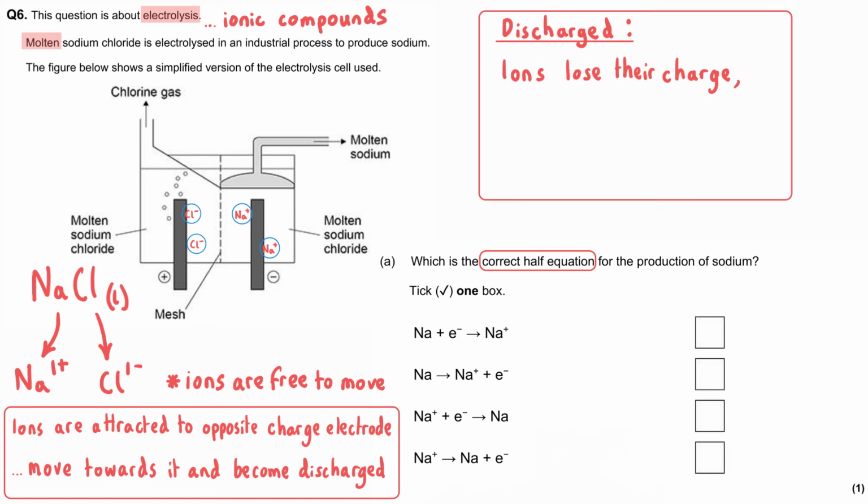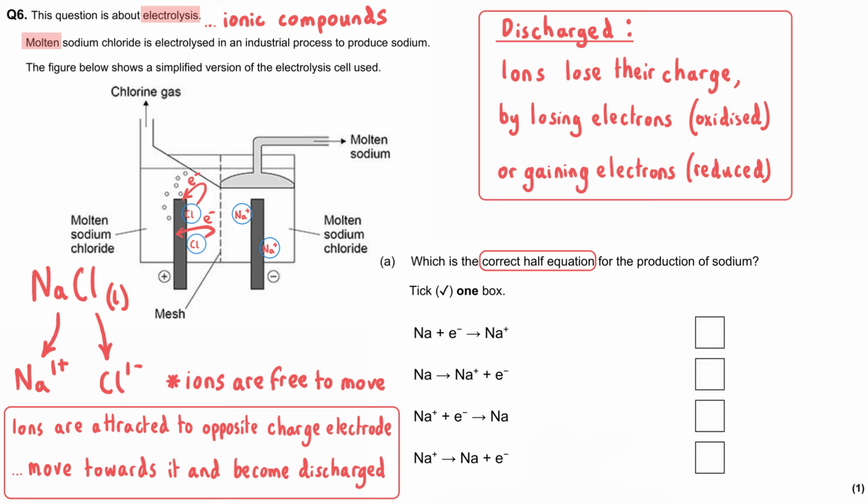And by discharged, we mean the ions lose their charge, typically turning into elements, and how they do this depends on the charge of the ion. If they are a negative ion, they will lose electrons and become oxidized, or if they are positive ions, they will gain electrons and be reduced. Half equations show half of the picture, either the oxidation or the reduction.